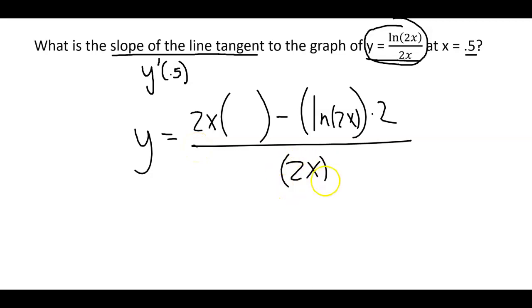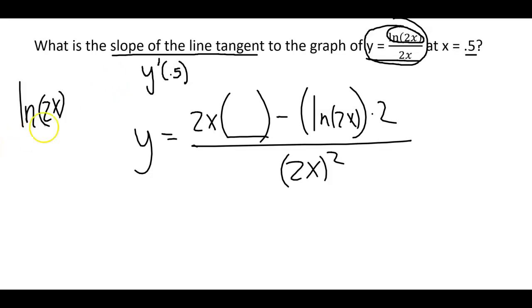Now you'll notice I didn't do this part yet, and that's because it takes a little bit more thought, but we have low d high minus high d low, draw a line and square below. So this part here is low. This is the derivative of the top function. So how do we find this derivative? Well, it's a chain rule. Surprise. All right, seems to be everywhere, right?